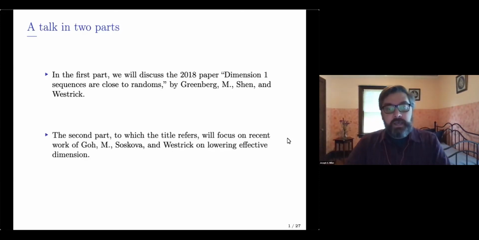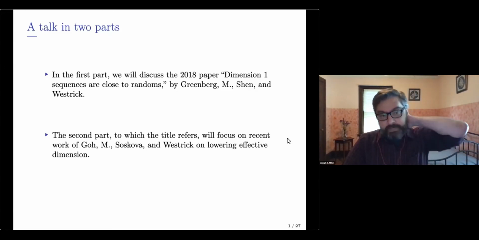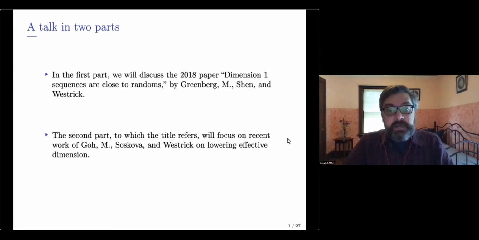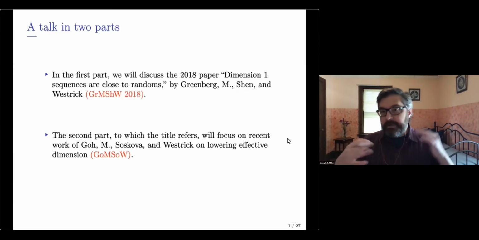And in the second part, the part to which the title actually refers, we'll focus on more recent work of Junlin Gu, myself, Maria Soskova, and Linda Westrick on lowering effective dimension. So basically answering a question that was left open by the earlier work. You'll notice if you check out the authors of the paper and the collaborators for this newer work that both have GMSW as their initials. So I'll differentiate them by using second letters when necessary. But it'll be pretty clear which parts of the talk are which, I think.